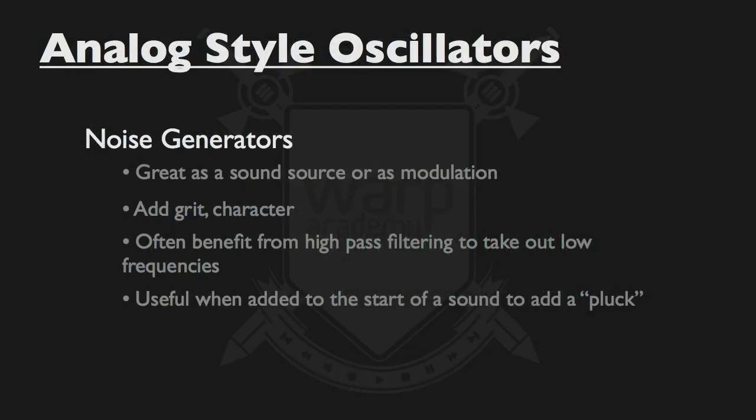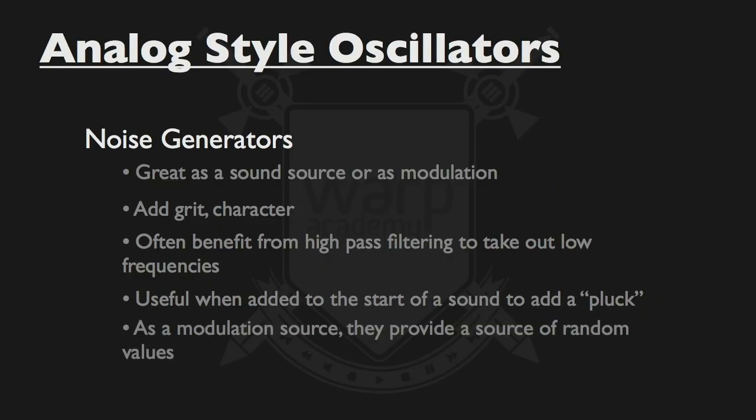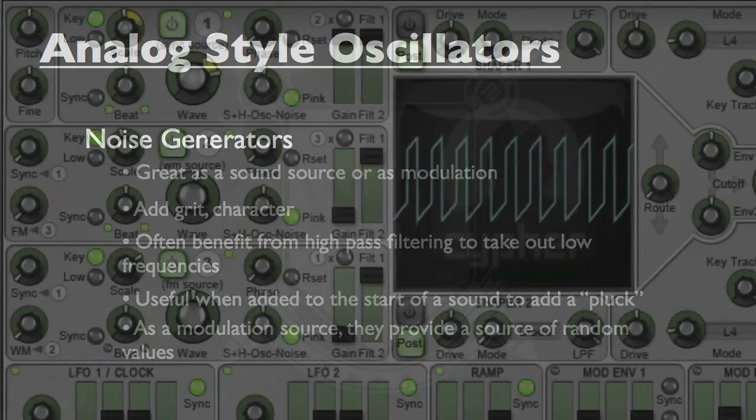Noise generators also make an interesting source of modulation. If you were to freeze the output of a noise signal at any point, the value would be random. And as a result of this, noise is often used to generate random values for sample and hold devices and modulation generators. We're going to touch on this later on, but in the meantime, just think about R2-D2.